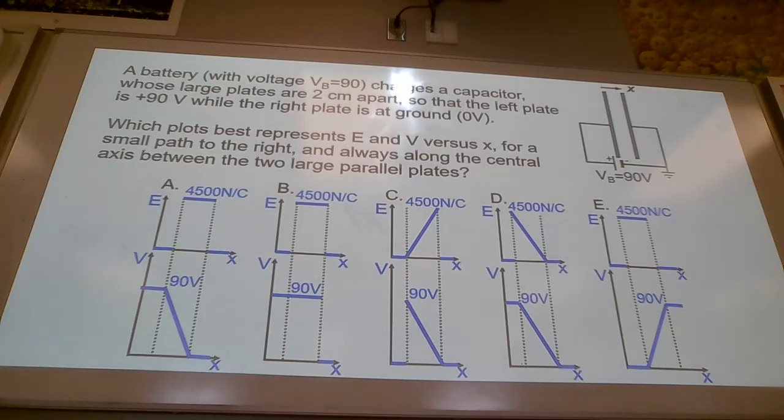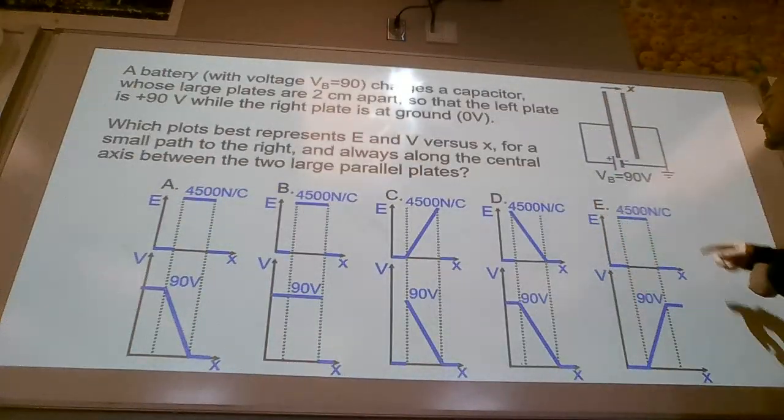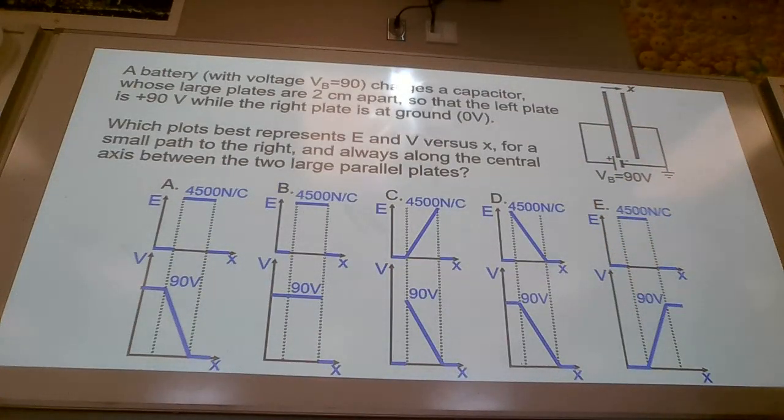Is this like saying it's going like that? Is that the path? Yes. Can you draw the path for me? Okay. That's all. You get to that? Yeah. So this is a very good question.